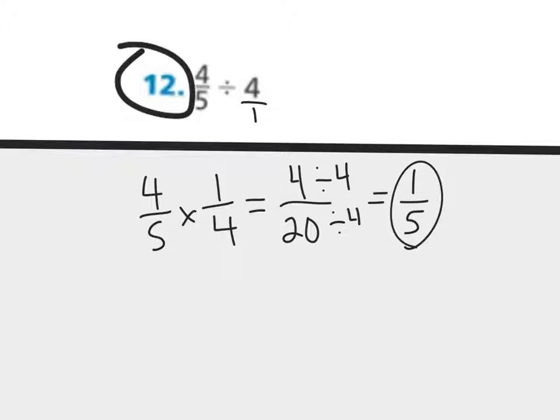If you don't see that they're divisible by 4, maybe you'll notice they're even. You could divide them both by 2, which would be 2/10, and then divide those both by 2 again, which would be 1/5. So just make sure your final answer is reduced all the way.